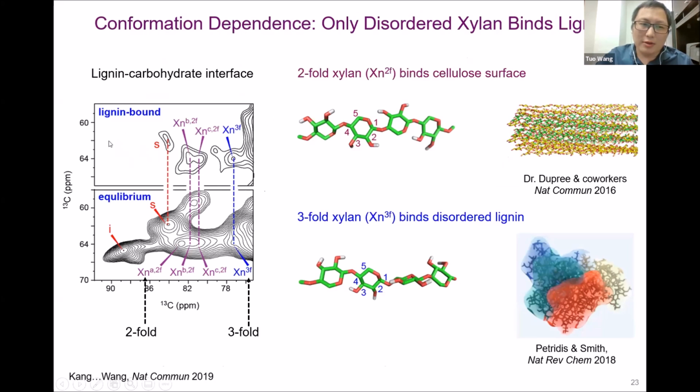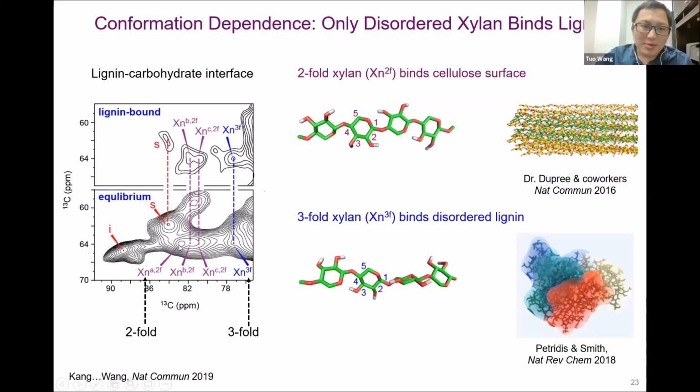And the lignin-bound polysaccharides clearly have a different composition from the equilibrium state. You don't have signal from I, which means you don't have signal from the internal chains embedded in the microfibril. And the surface chains of the cellulose also get decreased a lot.